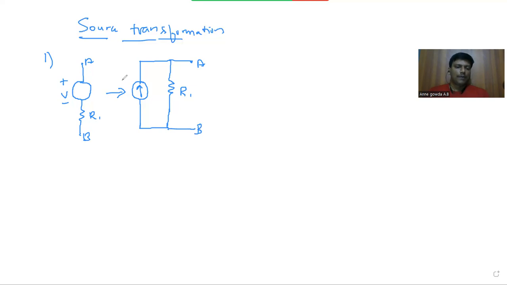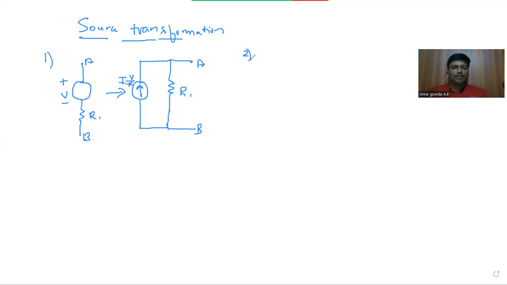And through Ohm's law, we can provide the relationship, that is I is equal to V by R. So if I want to calculate I, it is V by R1. And the direction, we know that current always flows from the positive polarity, so we should point this arrow upwards. So this is how you can convert a voltage source into an equivalent current source.